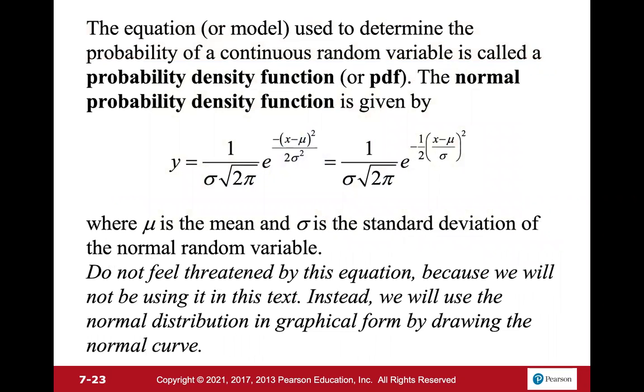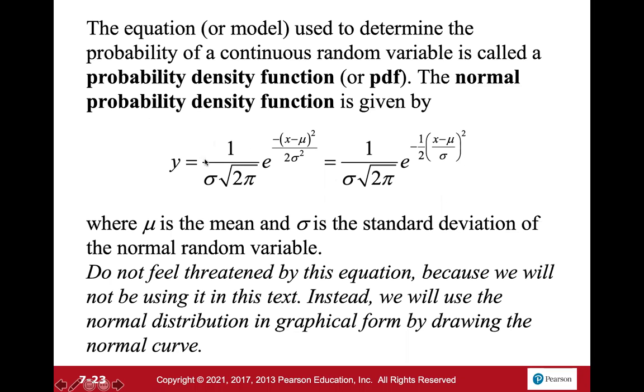Next, the equation or model used to determine the probability of a continuous random variable is called the probability density function. The normal probability density function is given by this. So y is equal to 1 over the standard deviation times the square root of 2 pi times, and we could graph these values right here. They would be kind of crazy, but we could still graph this, and this is going to give us a normal distribution. This isn't anything that you're going to be tested on whatsoever.